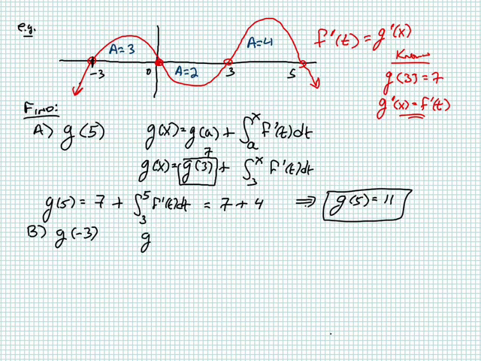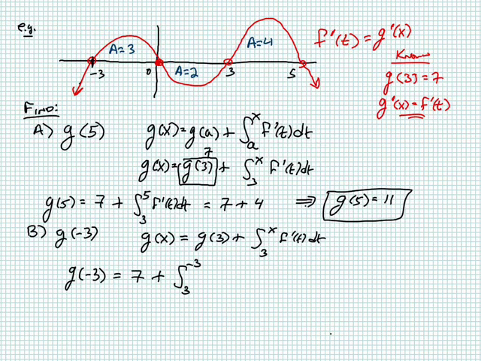So if I look at the accumulation function, I've got g of x is equal to g of 3 plus the integral from 3 to x of f prime of t dt. In this particular case, my x value is minus 3. So I'm going to change all my x's to minus 3, and I know that g of 3 is 7. So g of minus 3 is equal to g of 3, which was given to be 7, plus the integral from 3 to minus 3 of f prime of t dt.